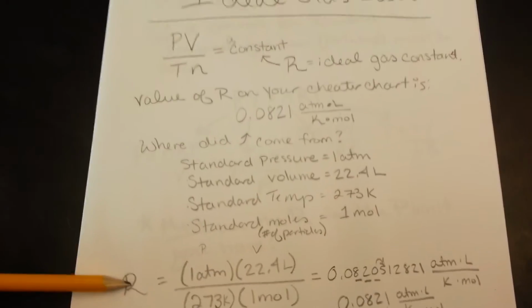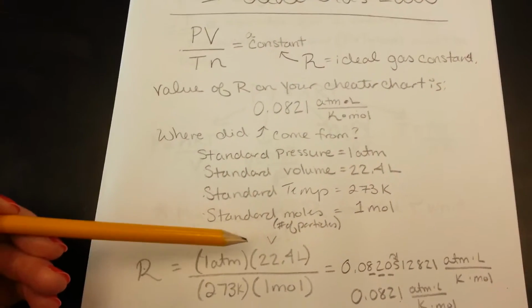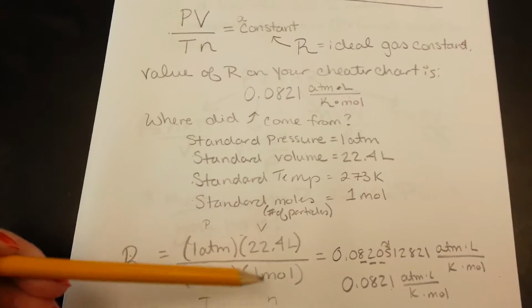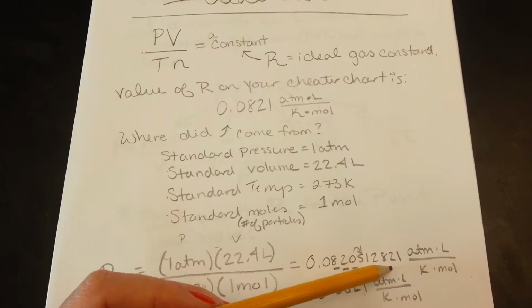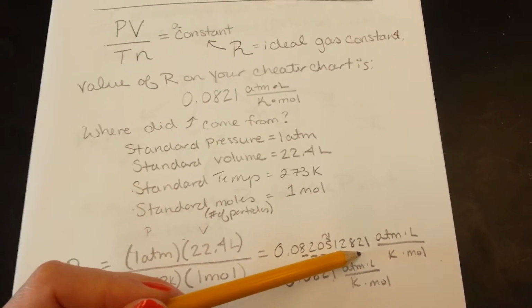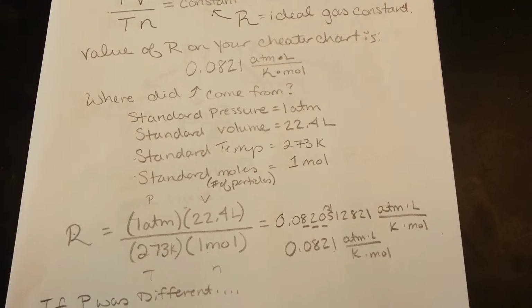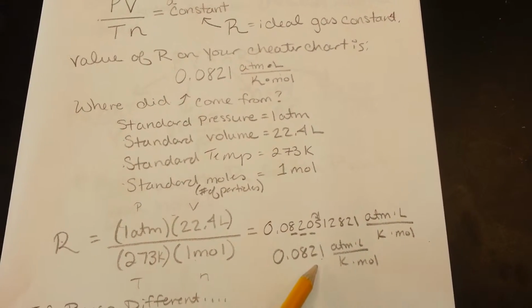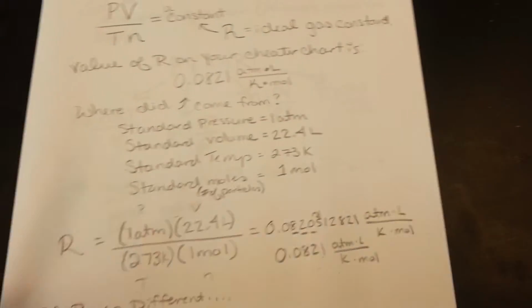So R is calculated by doing this formula. If we have the standard pressure times the standard volume divided by the standard temperature times the standard number of particles, you get this lovely long answer from your calculator. But since we're all about sig figs, and most measurements are not going to be more accurate than 3 sig figs, the number generally given is 0.0821, with units of atmospheres times liters divided by Kelvin times moles.